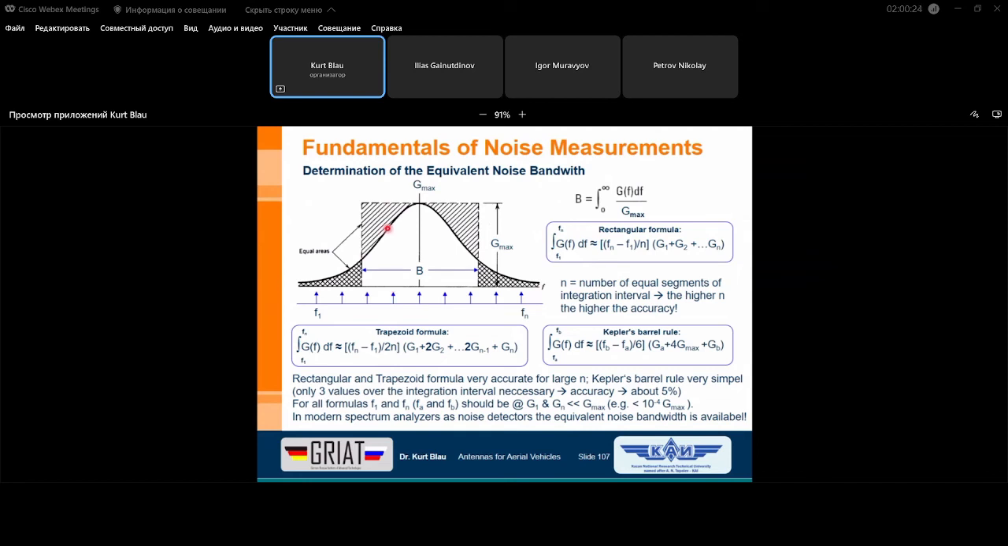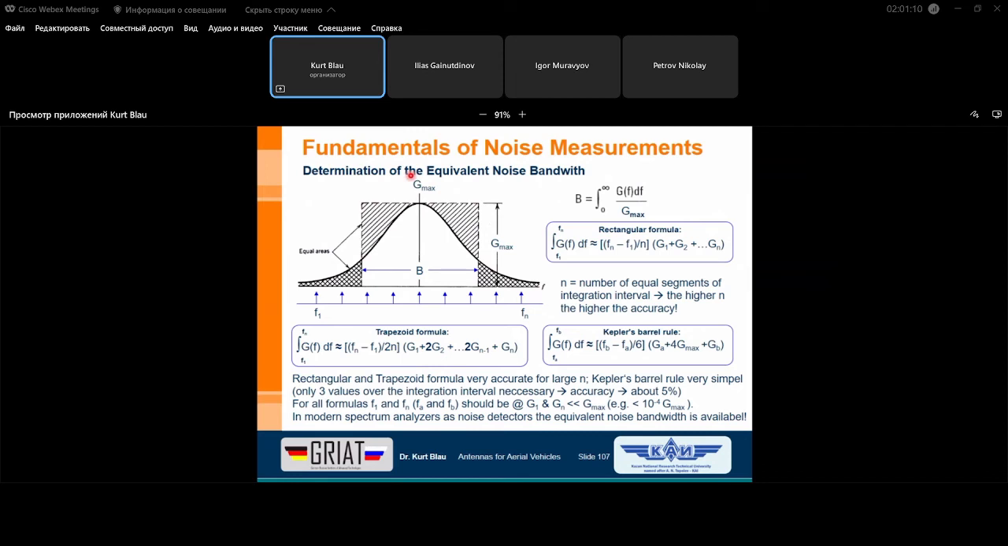And what we can find is visible here. This area under this rectangle, under this Gmax, gives us, after this rule, the equivalent noise bandwidth, and this is the key point to determine the so-called equivalent noise bandwidth. If you have no time, then you can apply, for instance, this primitive Kepler's barrel rule. You only have to know 3 different values.